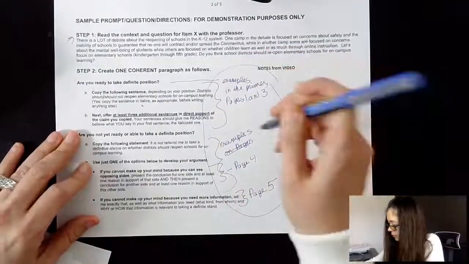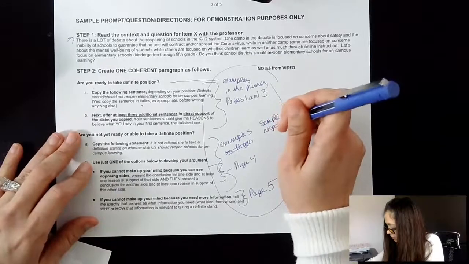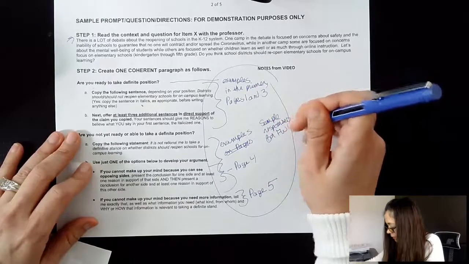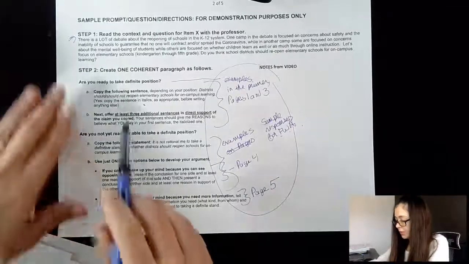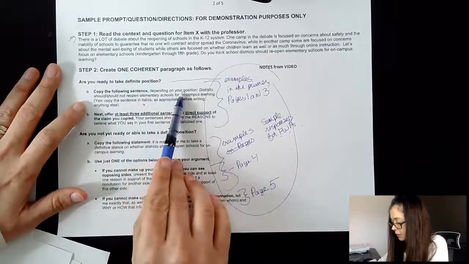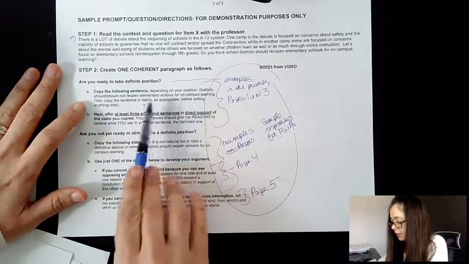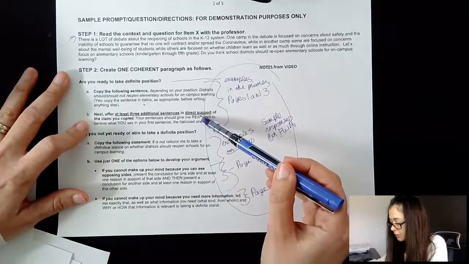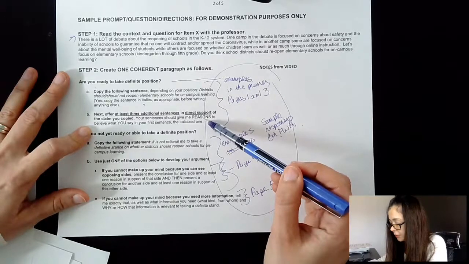So these are sample responses for foundational writing assignment. So the FWA means foundational writing assignment. Notice that it says, so you get the case study, and then here it says, copy the following sentence. Depending on your position, districts should or should not reopen elementary schools for on-campus learning. Yes, you copy the first sentence. Remember, I said you're going to copy the first sentence, and then it says now offer at least 3 additional sentences in direct support of the claim you copy. Your sentences should give me reasons to believe what you say in your first sentence.